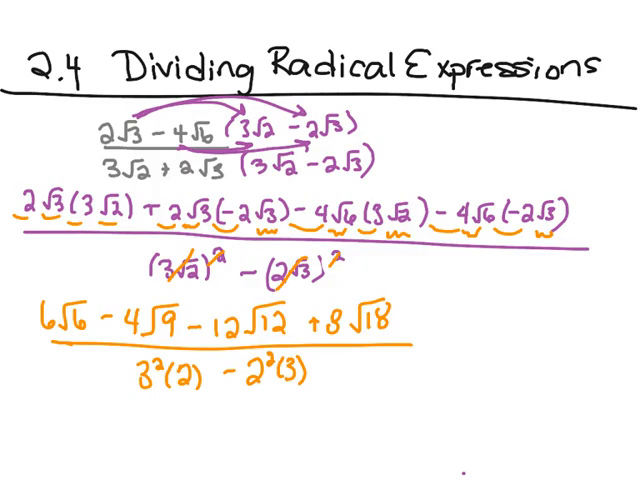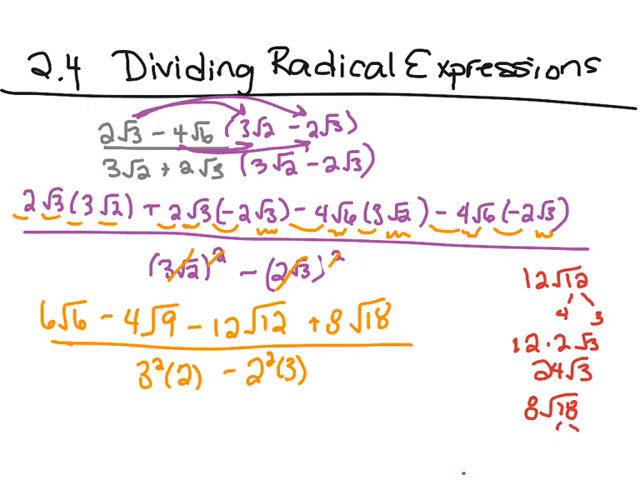Now we need to simplify. So we're going to have to simplify 12 root 12. This breaks into 4 times 3. So we have 12 times 2 root 3. So 24 root 3. And 8 root 18 breaks into 9 and 2. So 8 times 3 root 2, which is 24 root 2. Not a lot of room. So we're going to plug these in.